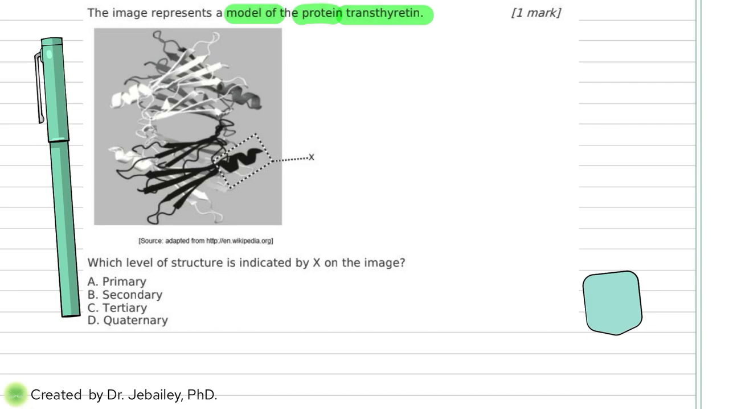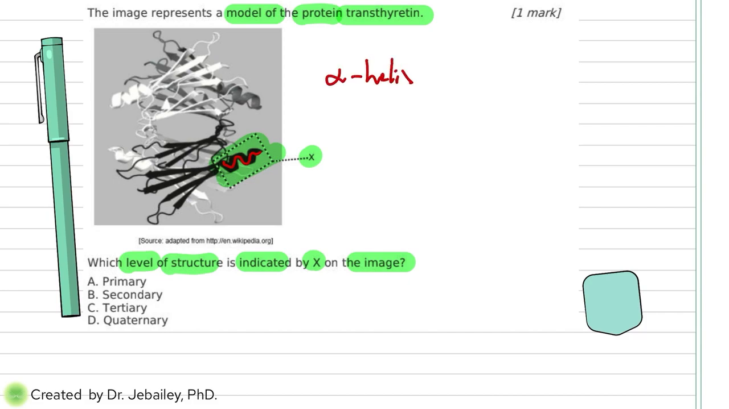Okay, so this is basically a protein. We have it here. And you can see already they're going to be asking something about this section. So which level structure is indicated by the X on the image? In the image here, if you notice, let's put it in orange, it kind of spirals around. So most likely this looks like the alpha helix.